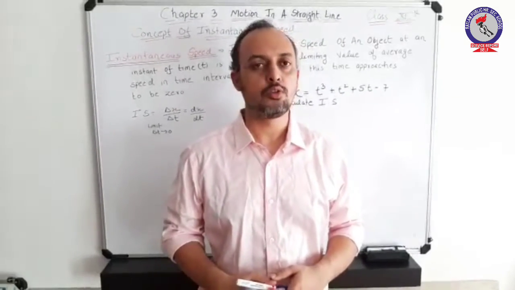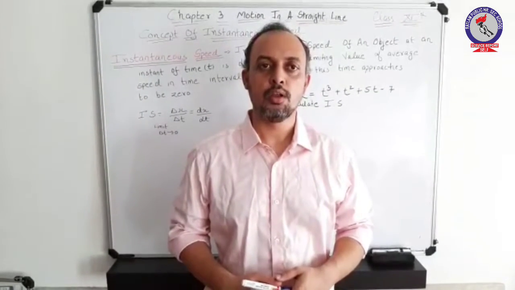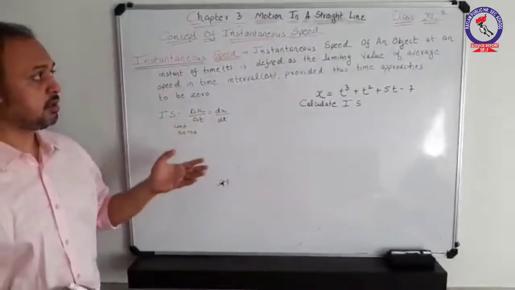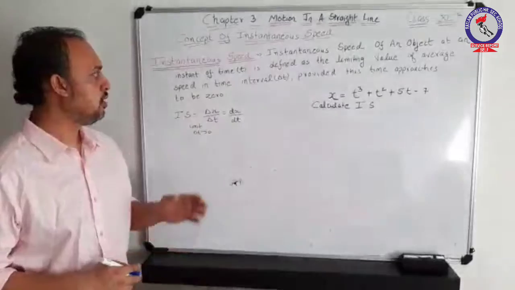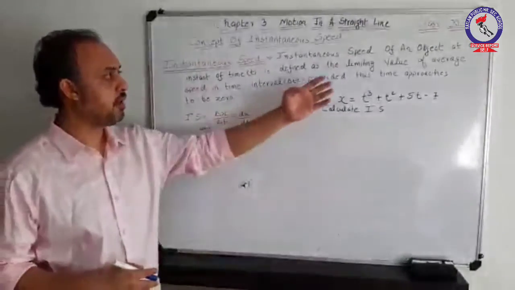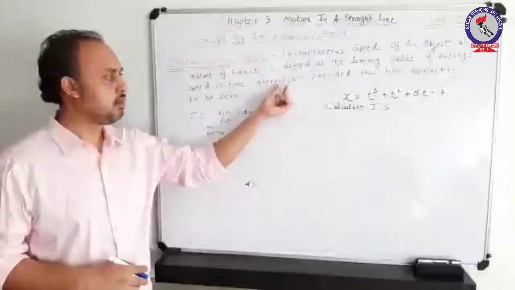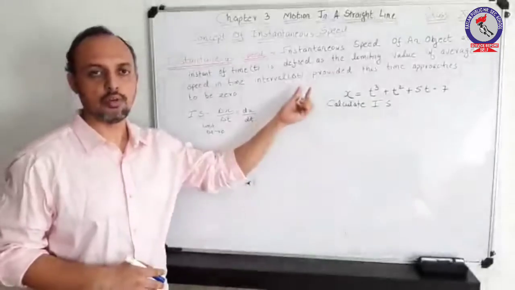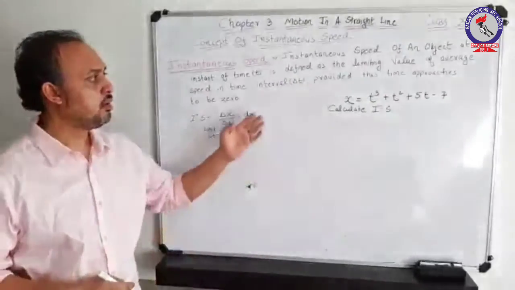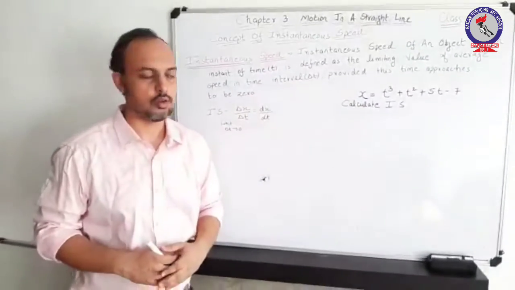So here we will be solving a particular question on the concept of instantaneous speed. But before that, let us go through the concept. The definition says that the instantaneous speed of an object at a given instant of time is defined as the limiting value of average speed in time interval dt. Now this time interval dt is very small. It is so small that its limiting value is almost taken as 0, provided that the time approaches 0, as I have just explained.